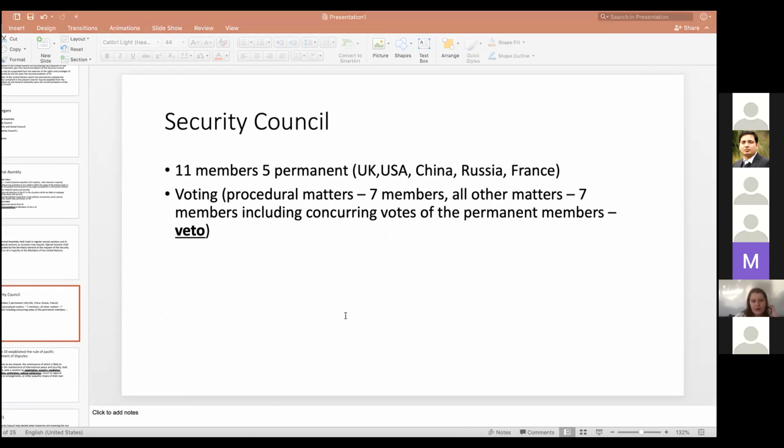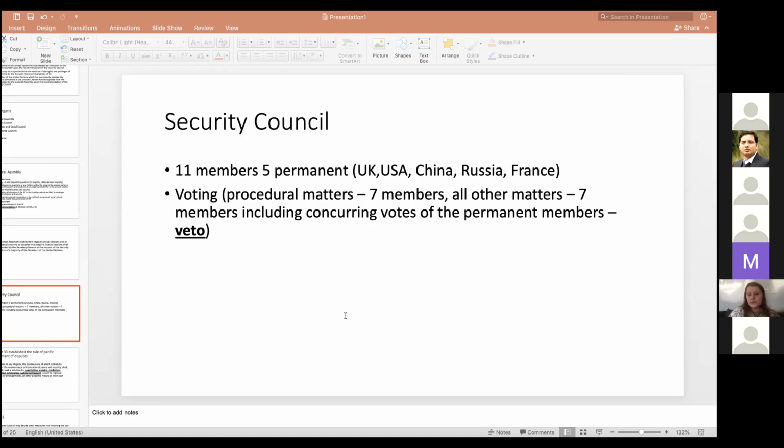Each member has one representative and one vote. Decisions on procedural matters shall be made by a minimum of seven members. On all other matters, decisions shall be made by seven members, including the concurring votes of the permanent members, which means that the permanent members have the veto.